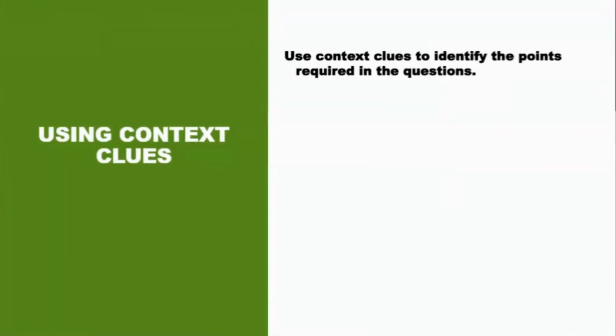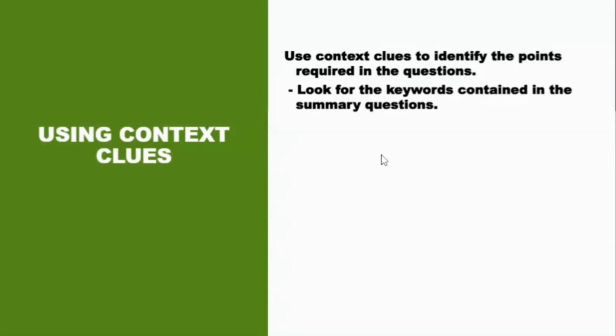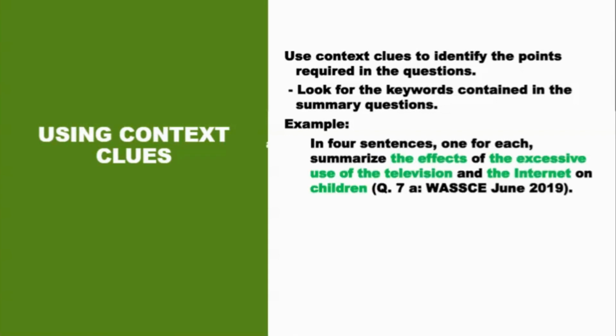So the next thing we need to see is how to use the context clues. Use context clues to identify the points required in the questions. Look for the keywords contained in the summary questions. That is a very easy way to actually identify the main idea, because the question already shows you what you are expected to summarize, and the keywords in that question will actually be the keys that will unlock the required facts in the passage. Let's look at an example.